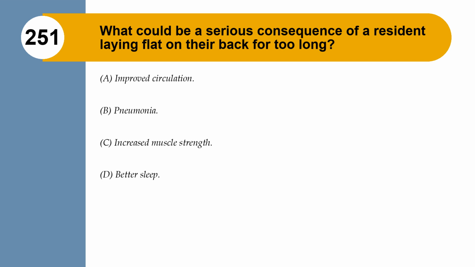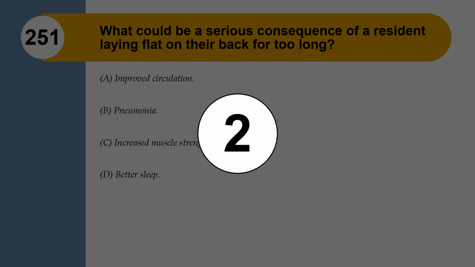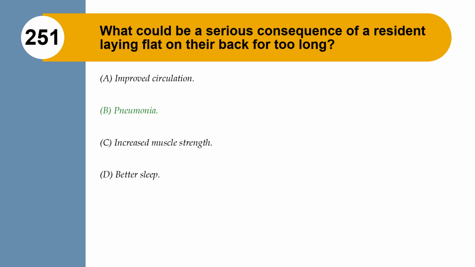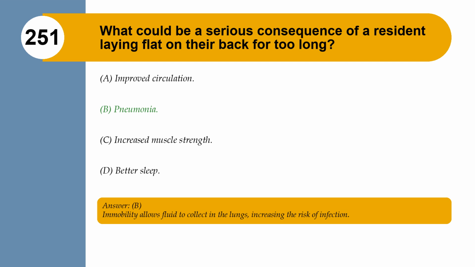Question 251. What could be a serious consequence of a resident laying flat on their back for too long? Option A, improved circulation. Option B, pneumonia. Option C, increased muscle strength. Option D, better sleep. The correct answer is option B, pneumonia. Explanation. Immobility allows fluid to collect in the lungs, increasing the risk of infection.